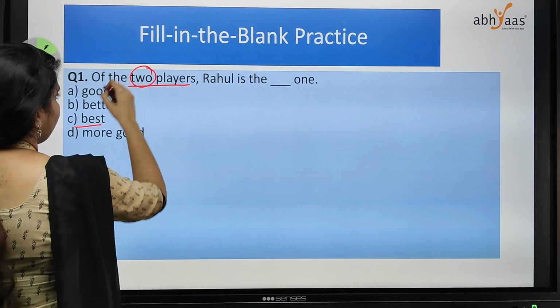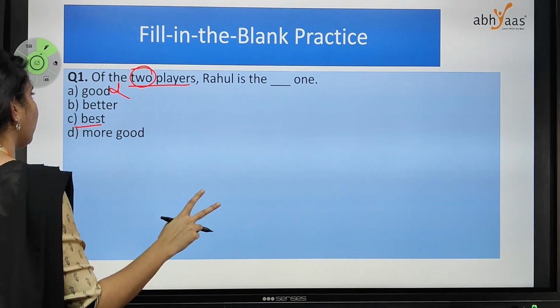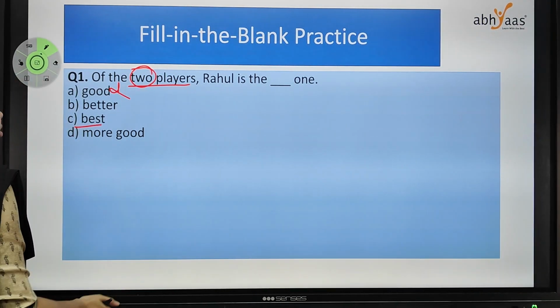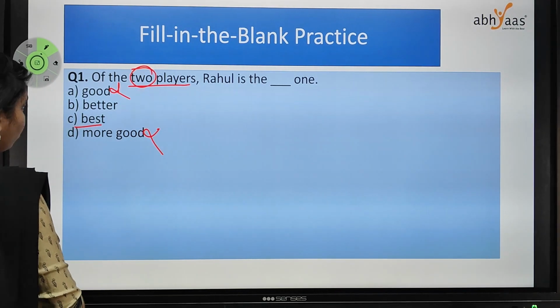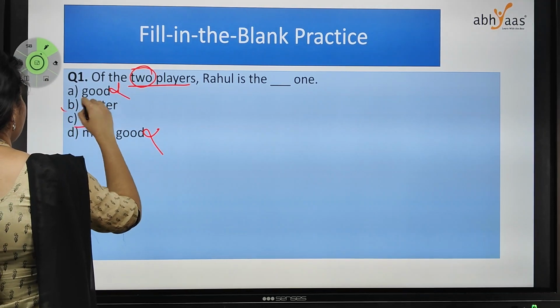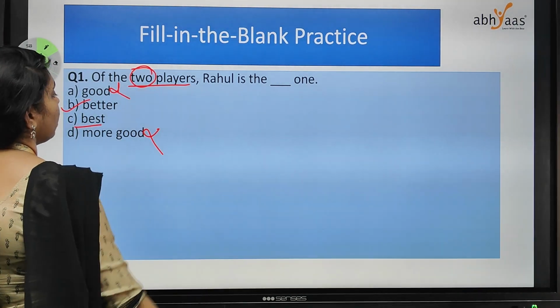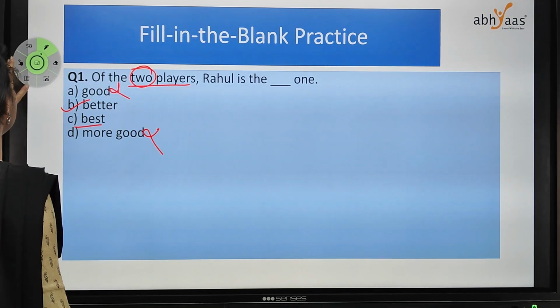But here only two people are being mentioned, so no, superlative degree cannot be used with only two aspects in the sentence. And more good is not the right one, because instead of more good you can always go with better. So what is the correct option here? Better. Of the two players, Rahul is the better one. That means he performs better.